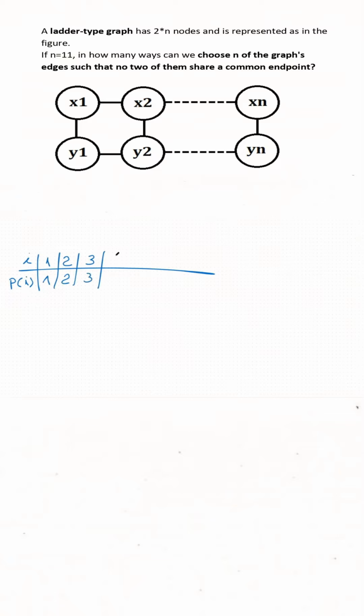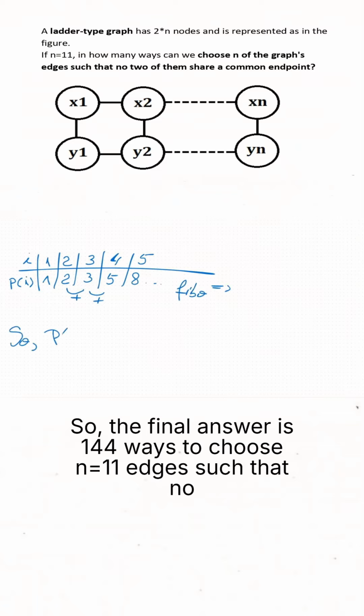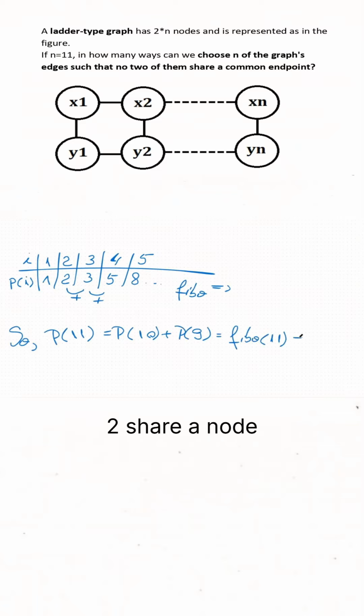So for n equals 3, it's 1 plus 2 is equal to 3. For n equals 4, it's 2 plus 3 is equal to 5, then 8, 13, 21, and so on. So, the final answer is 144 ways to choose n equals 11 edges such that no two share a node.